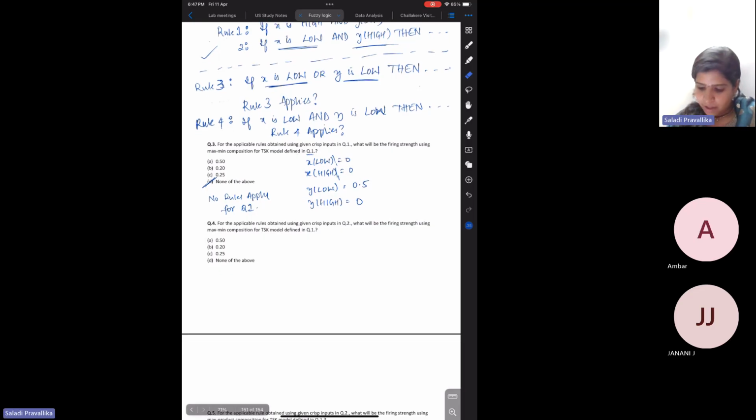Now, for the applicable rules obtained using the crisp input values in Q2. This is Q2, before we did it for Q1. What will be the firing strength using max min composition for the TSK model obtained in Q1?